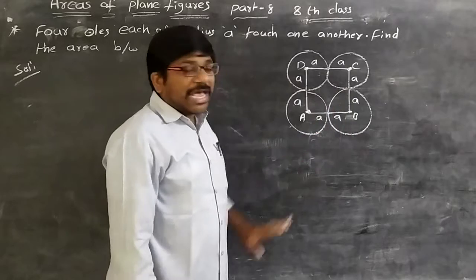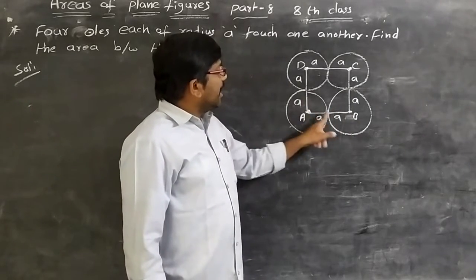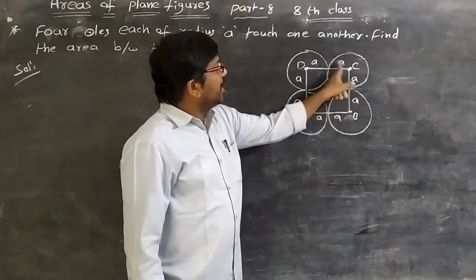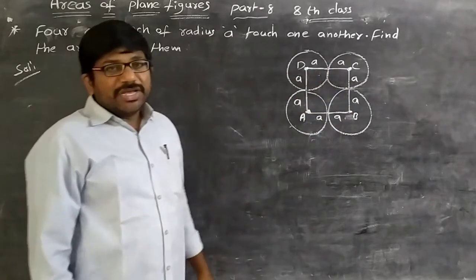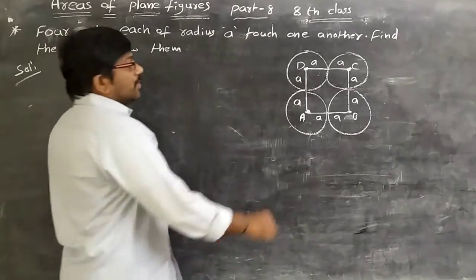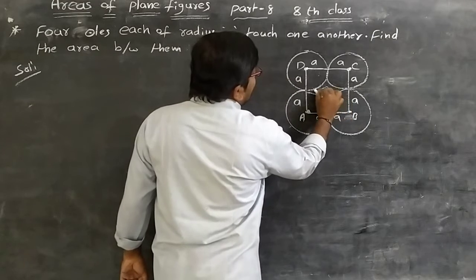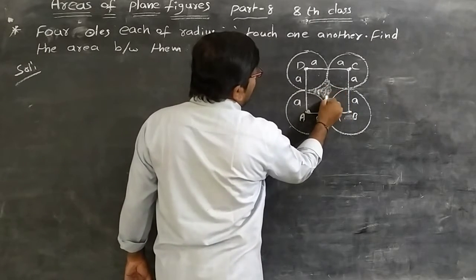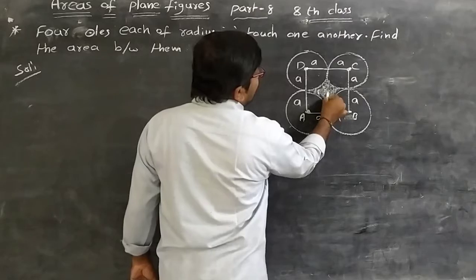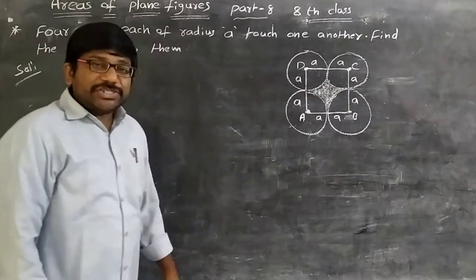So, four circles having the same radius, that is A, and it is also A, right? Now, we have to find the area between them. The area in between four circles is this area, right? Now, we have to find this area, right?